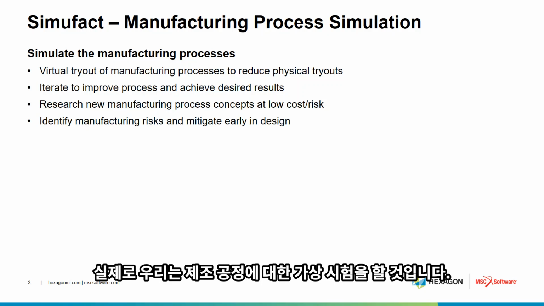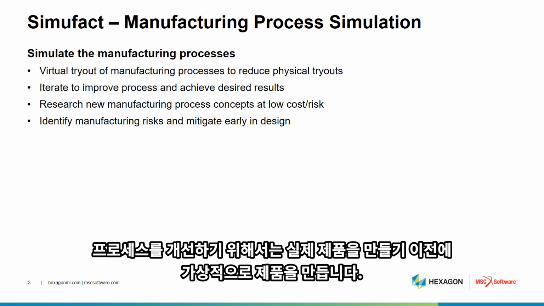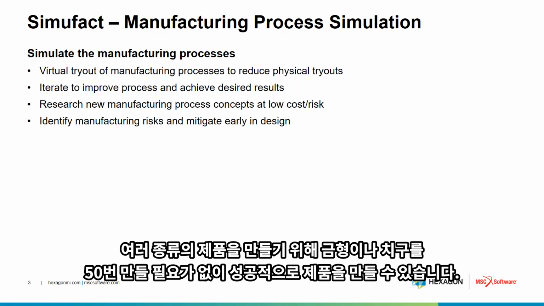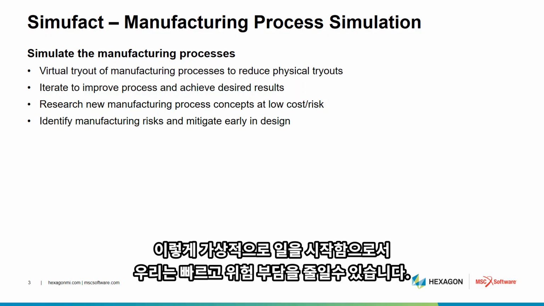Essentially, we're going to do virtual tryouts of the manufacturing process. Try it virtually before you do it physically in order to improve the process and be able to try out a number of different options at a relatively low cost and low risk. You wouldn't want to go and cut a die or build a fixture 50 different times to try various applications or approaches to build the process successfully. So by doing it virtually, it gives us the ability to do it quickly and at a low risk.